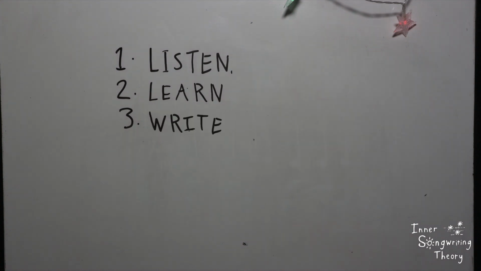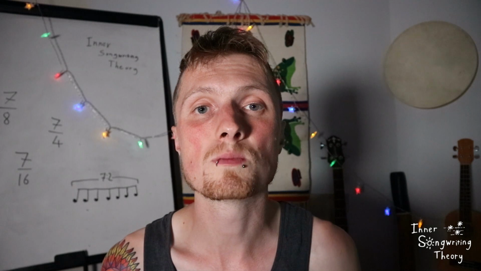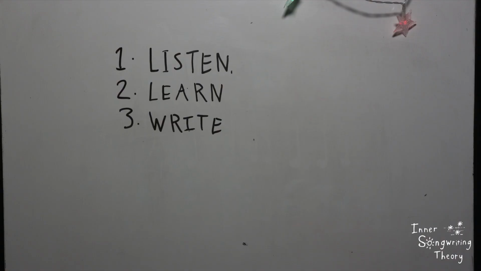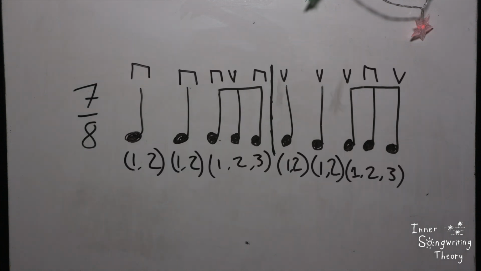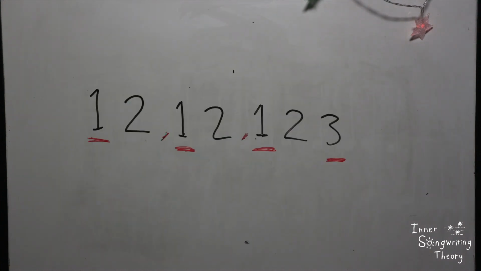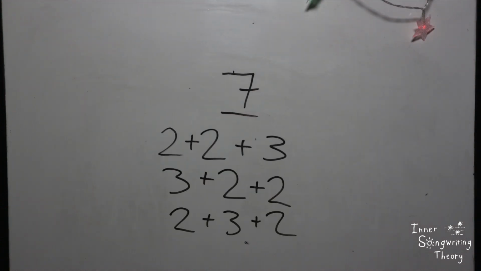Number 3, write in 7s. Hopefully this is the reason you're here. I have a handful of writing tips waiting for you at the end of this video. Number 4, write out the concept. Don't be afraid to write out the concept or even notate it in a way that you understand. You can even identify groupings and plan rhythms before you learn them.